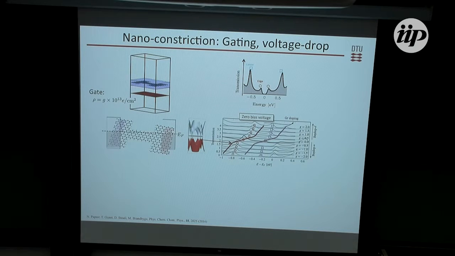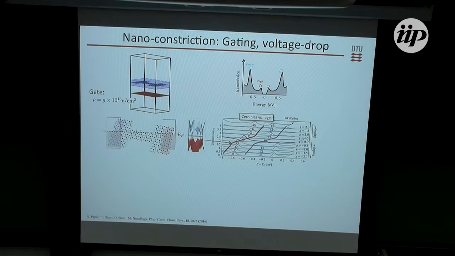So the first example I want to dwell a little bit on is an example where we again look at these constrictions here, and in our calculation we put a gate. That means we can put in or take out electrons from our constriction. I define this parameter G here, which is basically the doping. And in this constriction, if you calculate the electronic transmission, you see some resonances, some peaks here, and this is where the current mainly runs in the center, and here it runs mainly in the edge in this system.